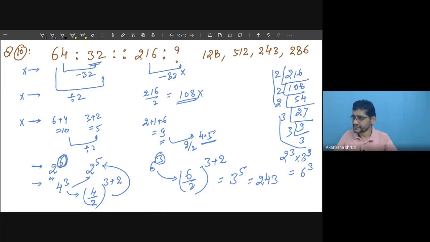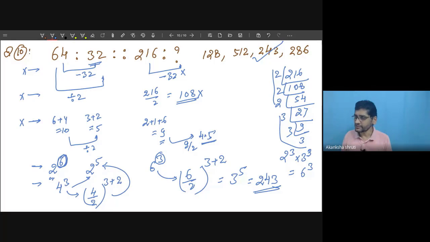3 to the power 4 is 81. 3 to the power 5 is 243. So 243 is the answer. Are you getting it? It is the power relation that you have to find. This is the last important tool.